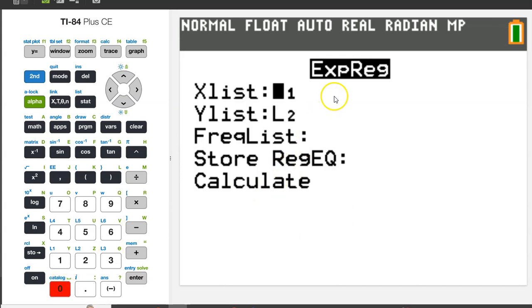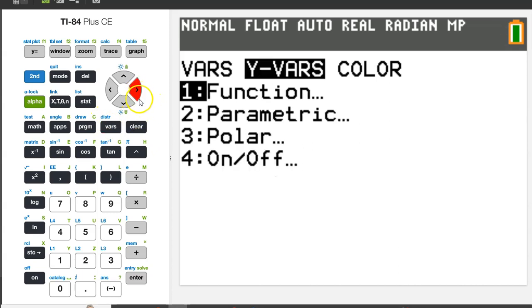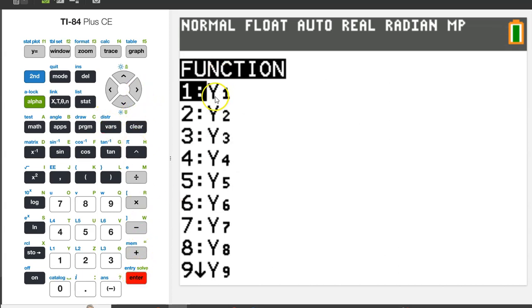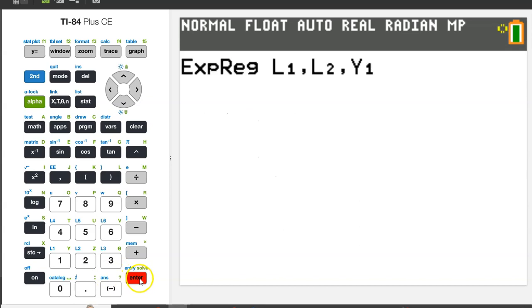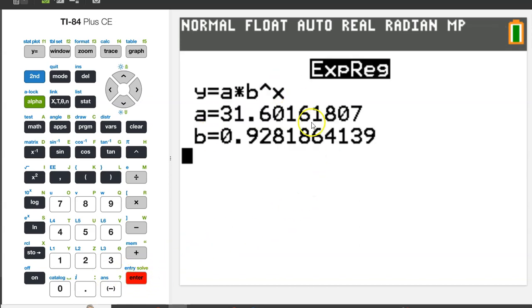Before you calculate the regression model, I suggest you get in the habit of going down to where it says Store Regression Equation. And let's store it in y1. So hit the vars button, switch over to yvars, hit enter, and hit enter again. This will automatically store the regression equation as y1 in the y equals area. Hit enter and hit enter again. Kabam! This is the exponential regression model. Just substitute this value for A and this value for B.